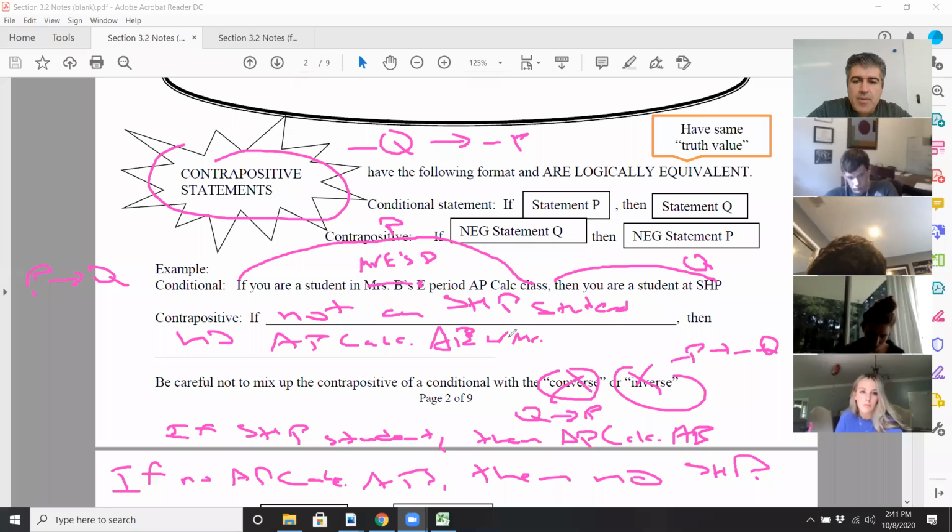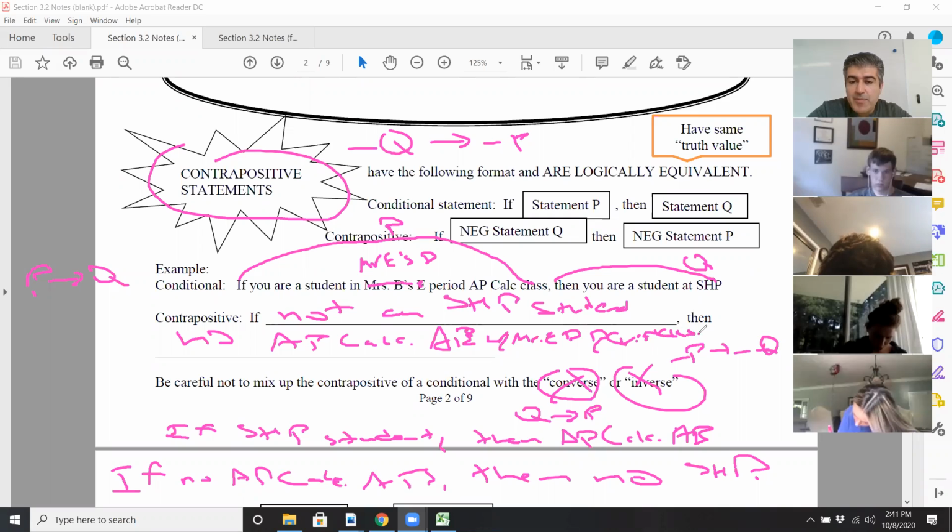With Mr. E, D period class. Now I could use my son as an example. He's almost 4. He's not an SHP student. He goes to preschool. He's definitely not in AP Calculus AB. That's for sure. My wife graduated from here in like '98, I think. So she's not an SHP student anymore. She's not taking AP Calculus AB with me. Or anyone who's at Menlo or Burlingame, like Ian, as a spy.